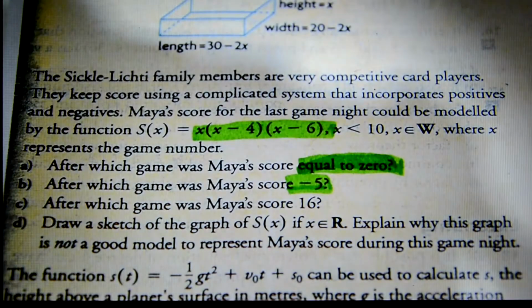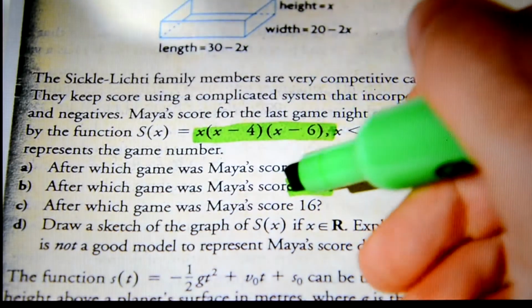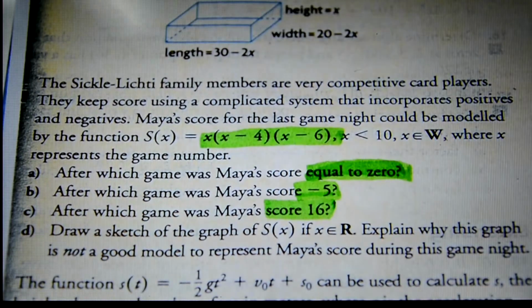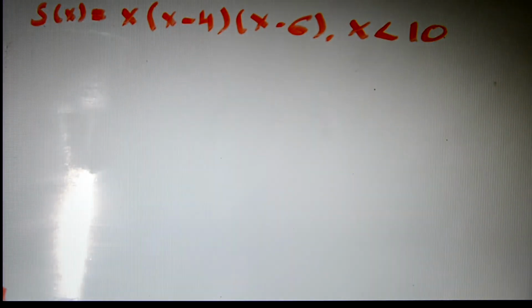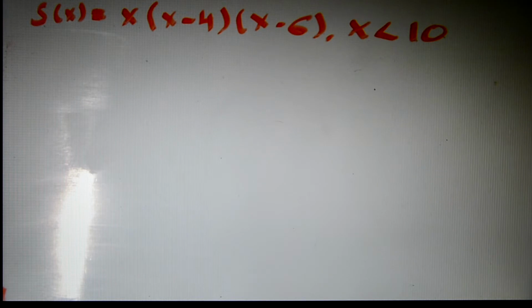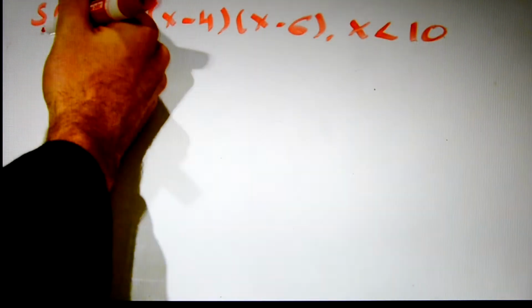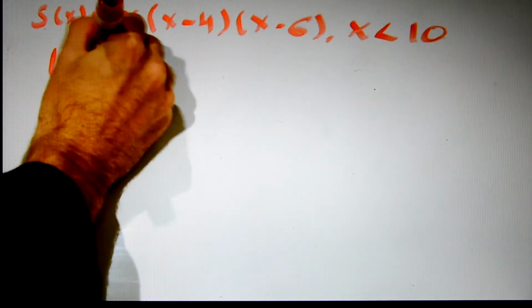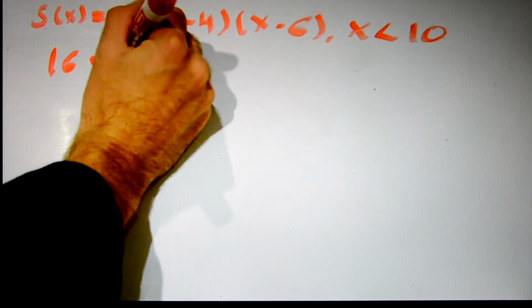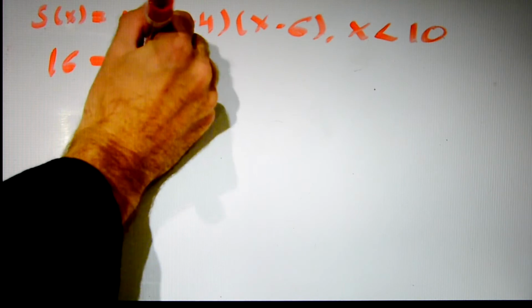Now for part C of the question, which asks, after which game was Maya's score equal to 16? Part C is the exact same as Part B, except now for looking at what game Maya's score was equal to negative 5, we're looking for after which game was Maya's score equal to 16. Therefore, we follow the exact same steps of setting the equation equal to 16.